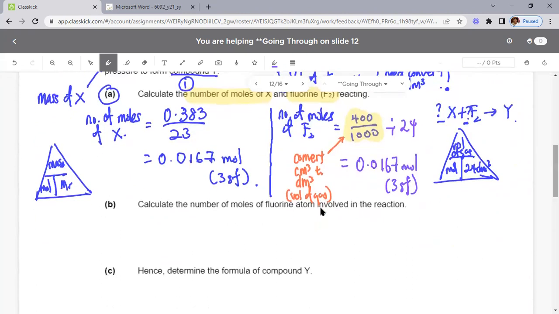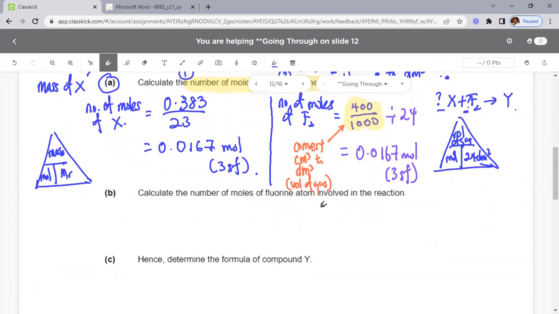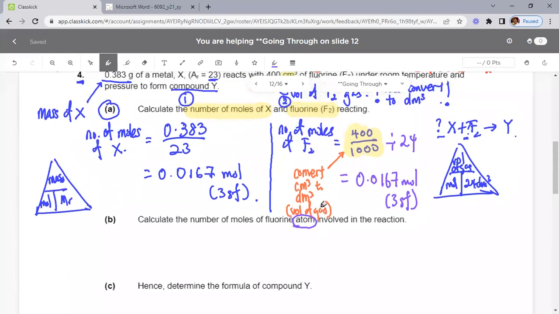Now, calculate the number of moles of fluorine atoms involved in the reaction. Look at this: number of moles of fluorine atoms. But what I have here is F2, which is a molecule. So this one cannot rush. What I need to do is, since I already have the mole, convert to number of F2 particles, in this case F2 molecules. From number of F2 particles, I'm going to convert to number of F particles. So the step I'm going to take is to convert mole to number of particles.